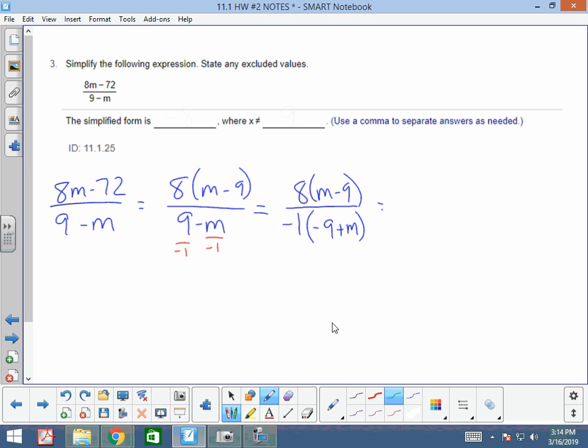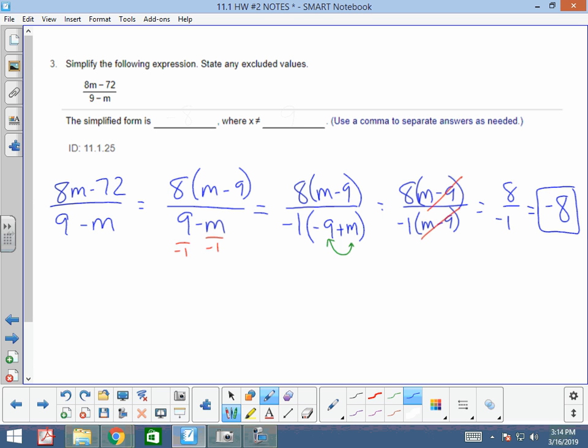Now I'm going to switch these two around. And now they look the same. And so now I can cancel out the m minus 9's. So I have 8 over negative 1, which reduces to negative 8. So the simplified form of this particular rational expression is negative 8.